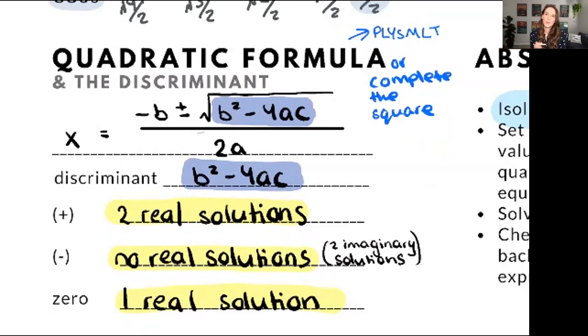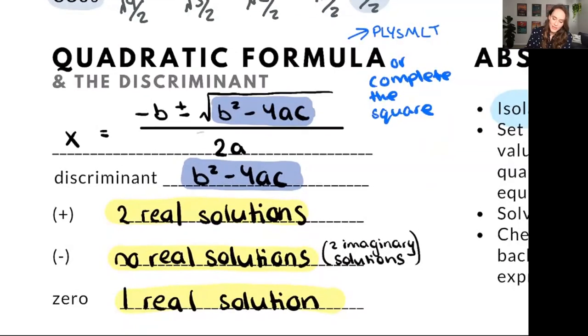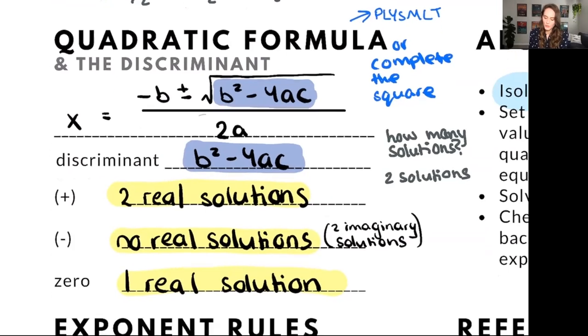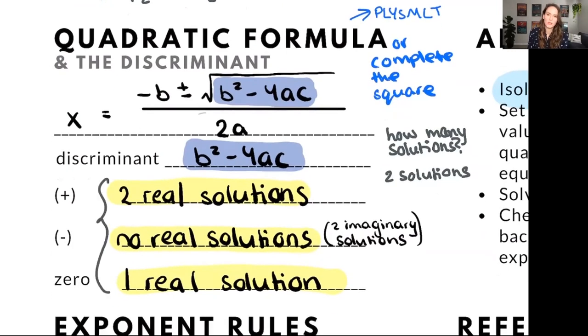And the SAT won't ask you, hey, what is the discriminant? They will ask you how many solutions. Or you'll see in the question 2 solutions, or no real solutions, or 1 real solution. So these are all clues that you need to use your discriminant.